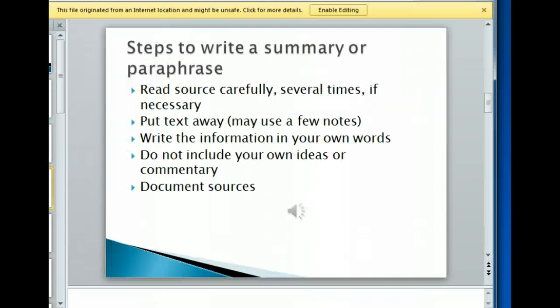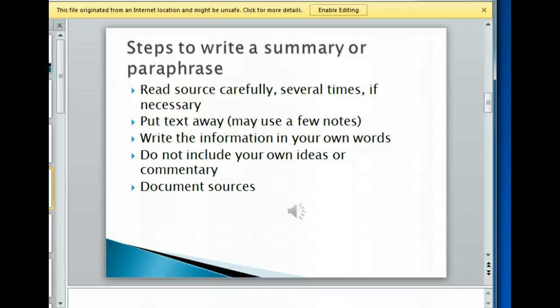Now, what are the major steps to write a summary or a paraphrase? The first thing you need to do is read your source carefully, several times. The most important thing comes next. Once you've read it and you've understood it well, if I were you, I would put the text away. You may use a few notes if you want, but the key is to put the text away, because if not, you're just tempted to copy. But if you put it away, then you write the information in your own words.